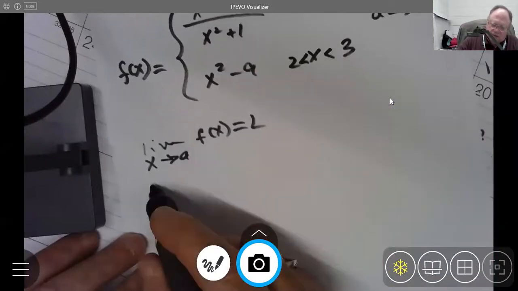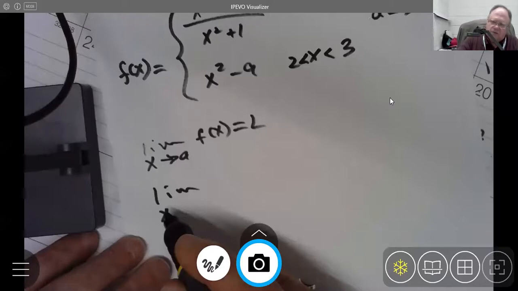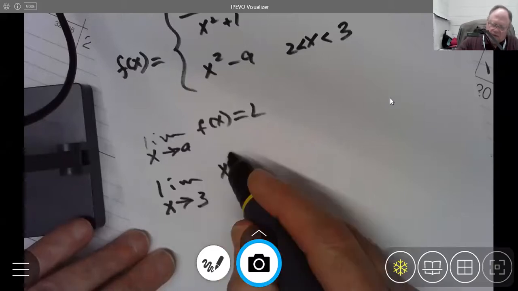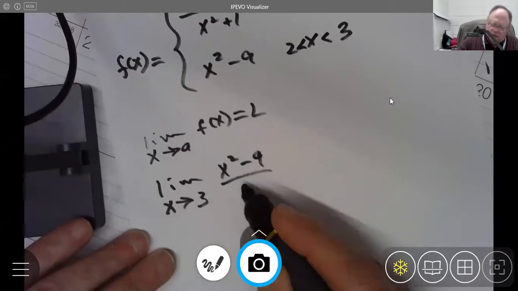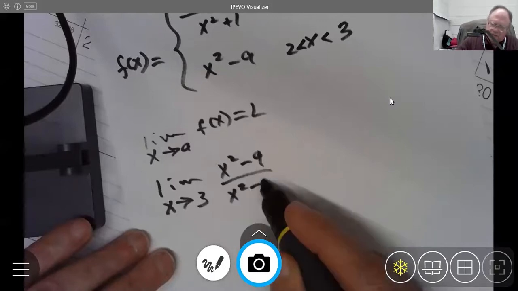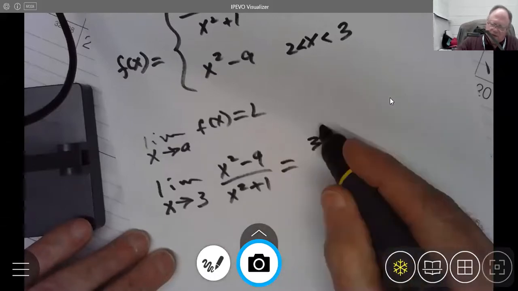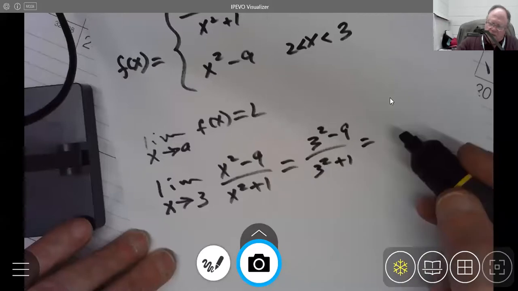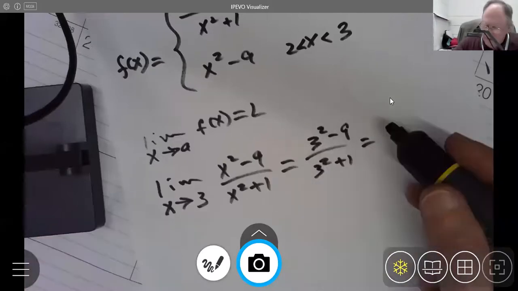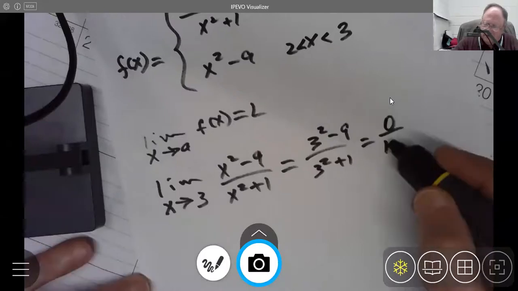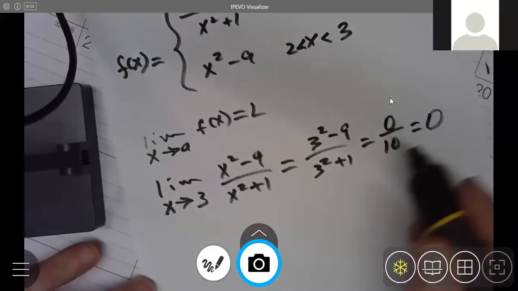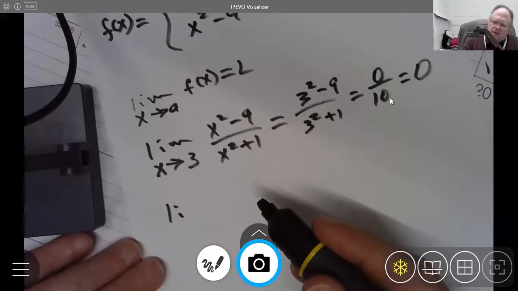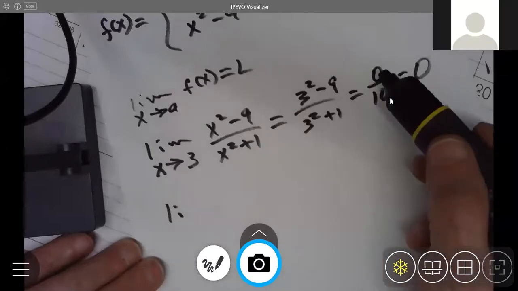So this will be the limit as x approaches a, which we're given a is 3, for x squared minus 9 over x squared plus 1. So basically, we're just substituting that in, right? 3 squared minus 9 over 3 squared plus 1. And we get 0 over 10, and so that's 0. Why 0? Is it 0 over 10 because 3 squared over 3 squared is 0? Yeah, because that's 9, right? 9 minus 9. Oh, okay.